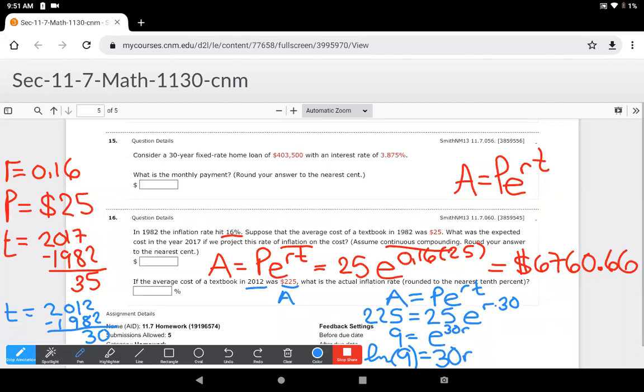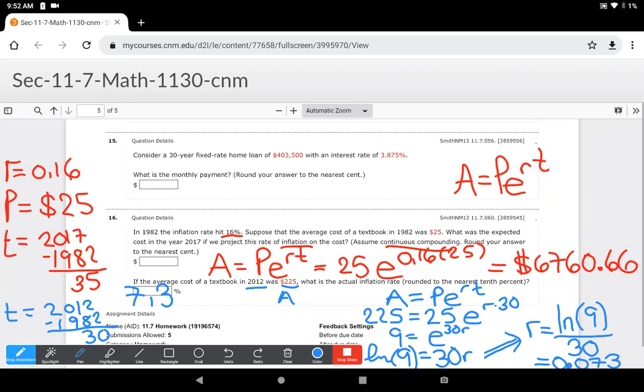Right now, if we solve for R, then R equals ln of 9 divided by 30, right? I wrote that very largely, but when I stick that into the calculator, ln of 9 divided by 30, I get 0.073, which is the percentage 7.3%, rounding to the nearest tenth of a percent.